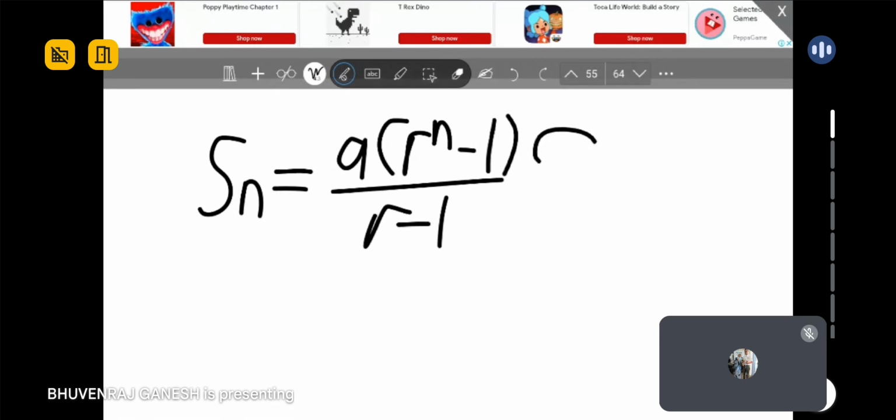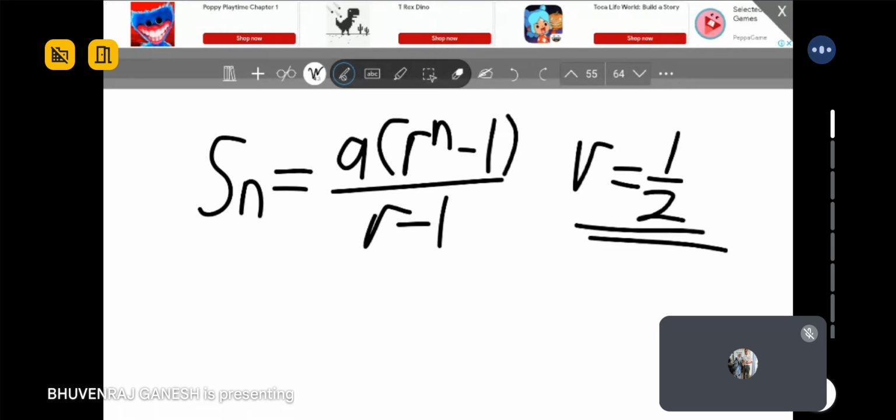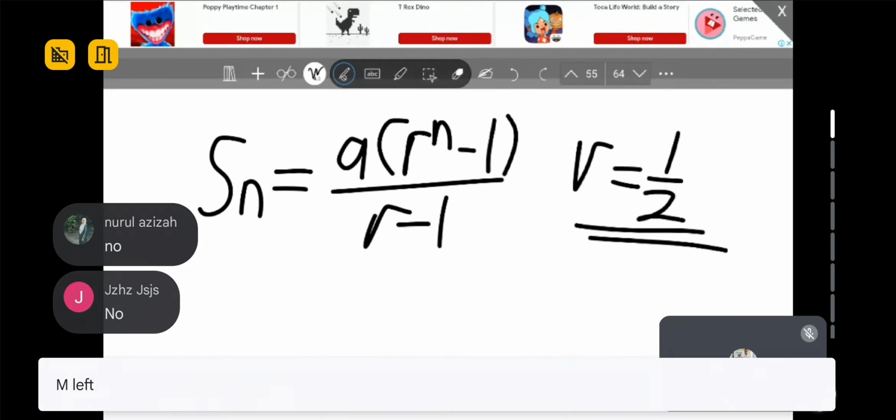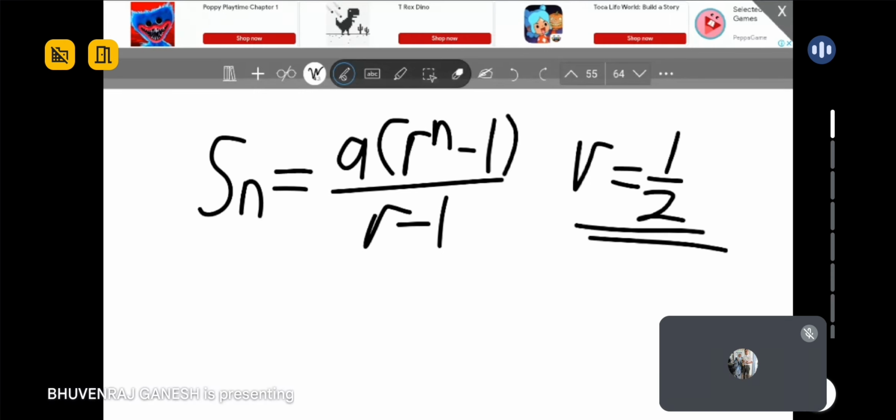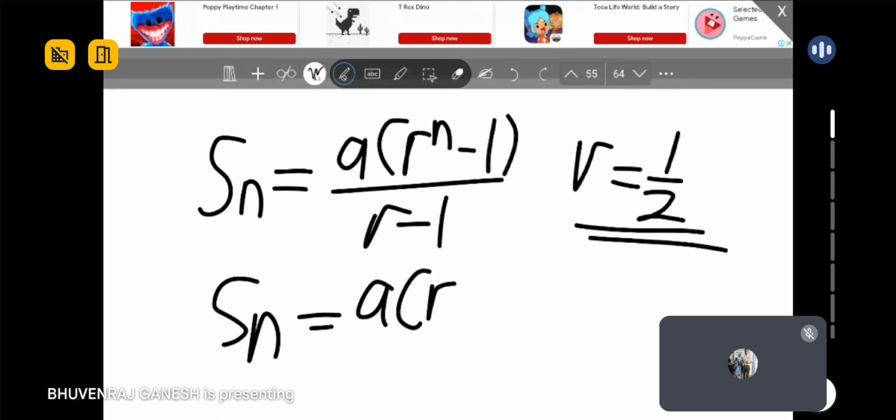Can we use this formula, guys? Boleh tak kita guna rumus ni? Kalau r sama dengan setengah. Can we use this formula? r value is half now. Yes or no? Okay, very good. So you must know which formula to use. Kena tahu rumus mana untuk geometry, Sn. So you need to use this formula, because r value less than 1. Kurang dari 1. So you should get this one.